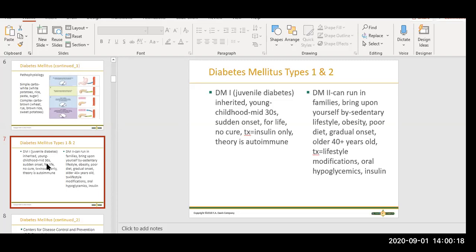There's nothing you can do. You can't reverse it. You got it. Type 2 runs in families, but there's no guarantee you'll get it just because a family member has it. You can do it to yourself. Poor diet, obesity, sedentary lifestyle. It's got a very gradual or insidious onset. It creeps up on you.